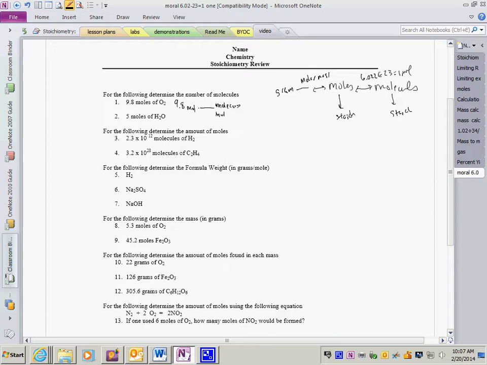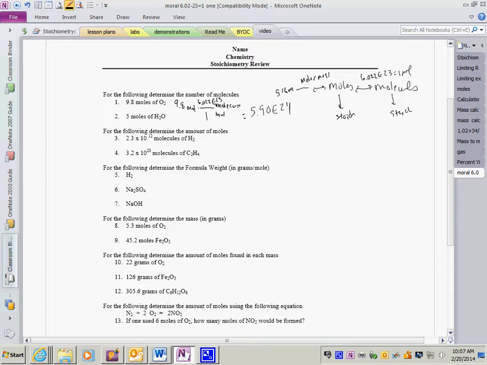Both of these problems will be done exactly the same way. You just take the 9.8, substitute the 5 in. So I'm not going to show both of them. 1 mole equals 6.022 e to the 23rd, and I'll plug that into my calculator. 9.8 times 6.022 e to the 23rd, and I get a whopping 5.90 e to the 24th.